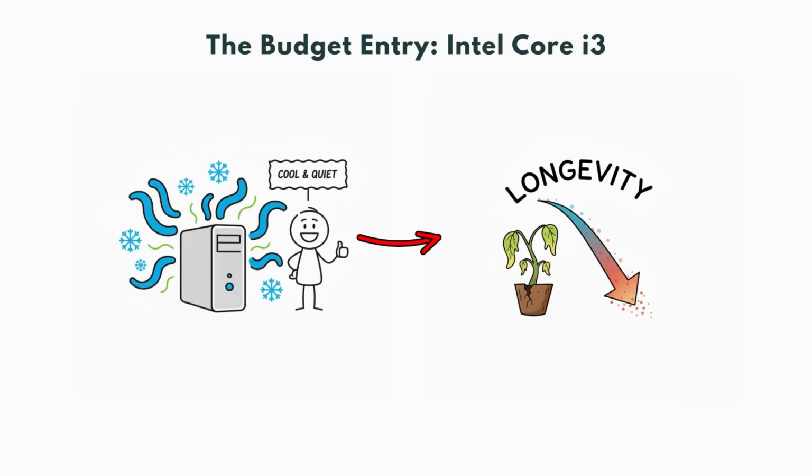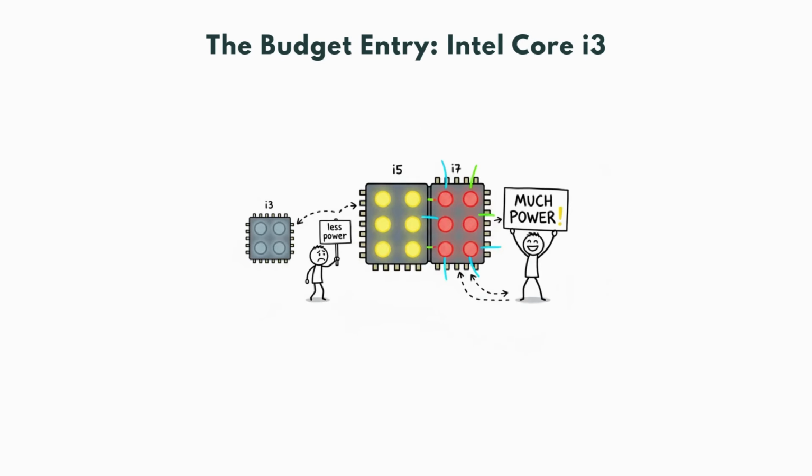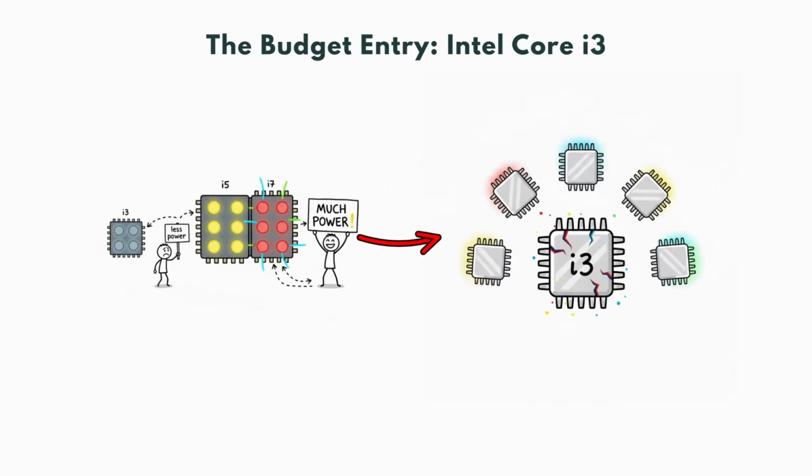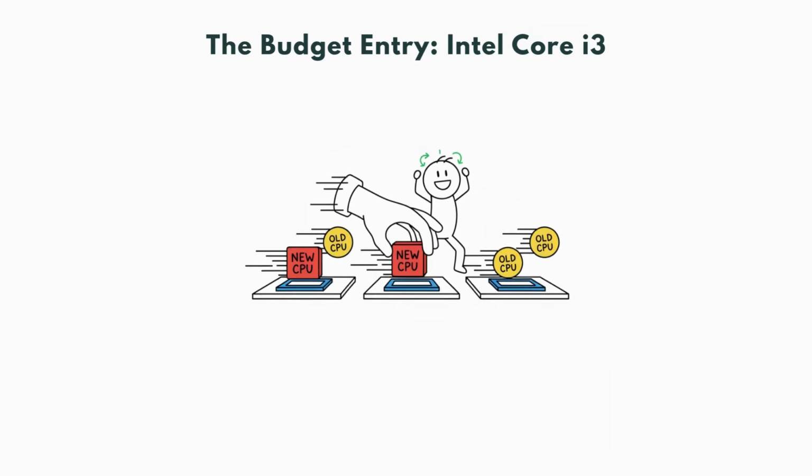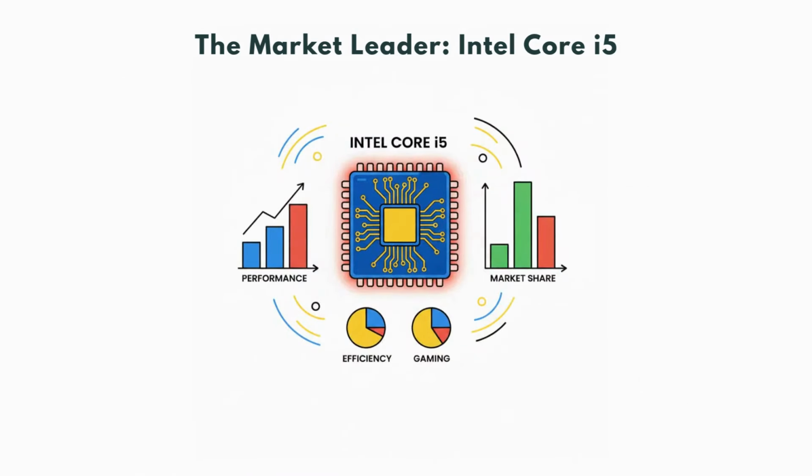The downside is longevity. Because it lacks the high core count of its siblings, an i3 becomes obsolete faster. As software demands increase, the i3 hits 100% CPU usage much sooner than an i5, forcing users to upgrade their hardware more frequently.